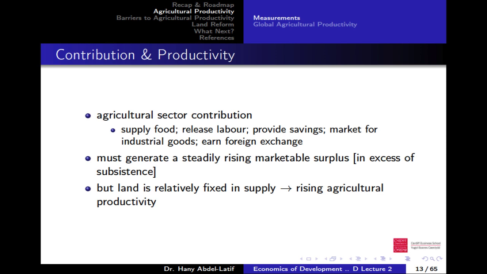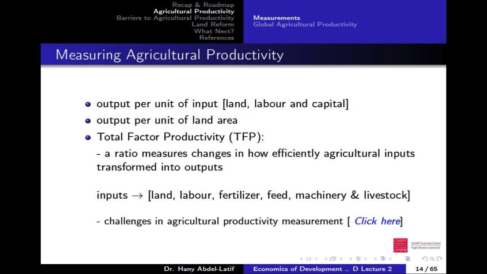As we said before, the agricultural sector supplies food, provides labor, savings, and a market for industrial goods. And to do all of these good things, we need to increase marketable surplus. And because land is relatively fixed in supply, rising agricultural productivity is very important. So just to put this simply, here is what it means.